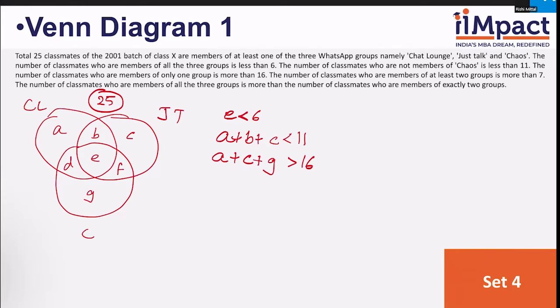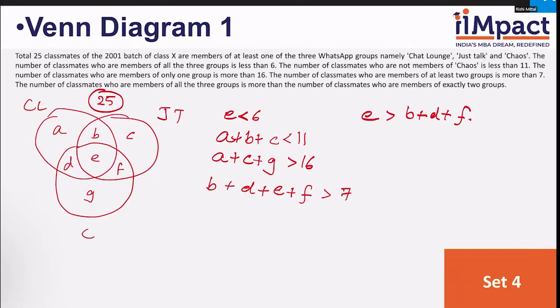Okay. The number of classmates who are members of at least two groups is more than 7. So at least 2 is exactly 2 plus exactly 3. The number of classmates who are members of all three groups is more than the number of classmates who are members of exactly two groups. So I know E is greater than B plus D plus F. Amazing. So this is the information that I have. Let's see what we can make with this.